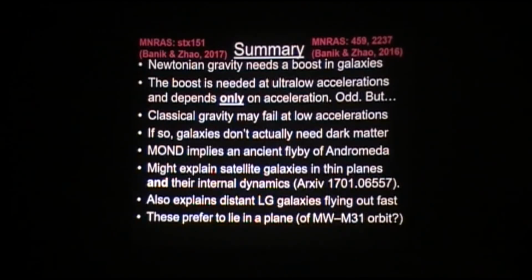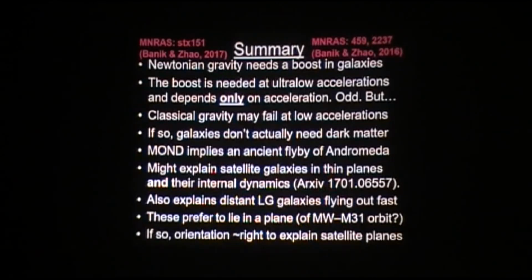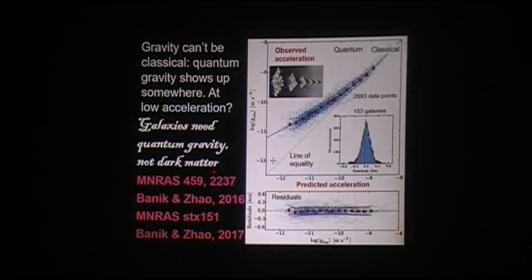The reason is that these distant galaxies prefer to lie within a plane, which could well correspond to the Milky Way Andromeda orbital plane. If that was actually true, then the orientation of the plane fitting these galaxies is about right to explain the satellite planes of the Milky Way and Andromeda, which are much nearer, at least using the toy model we've constructed so far. I'll just leave it there and see if you have any questions. Thank you very much.